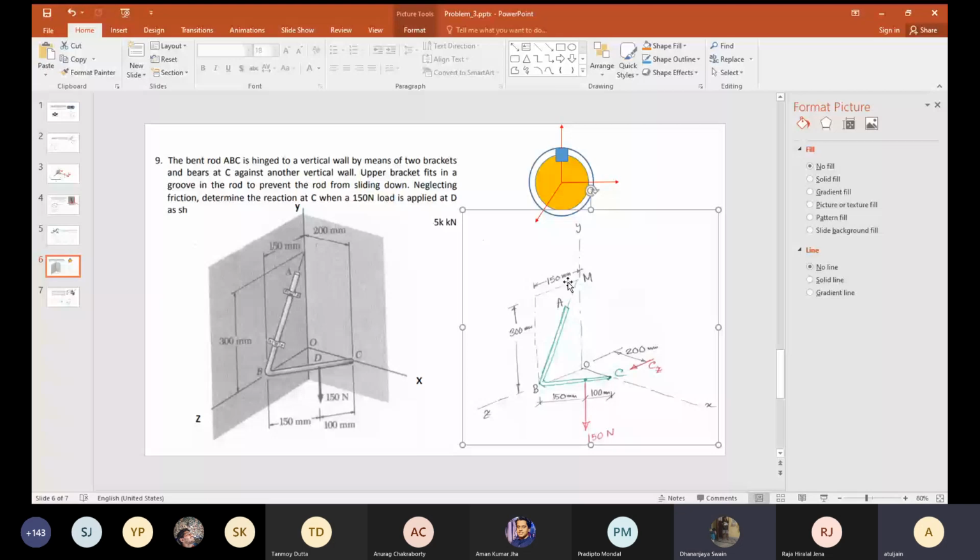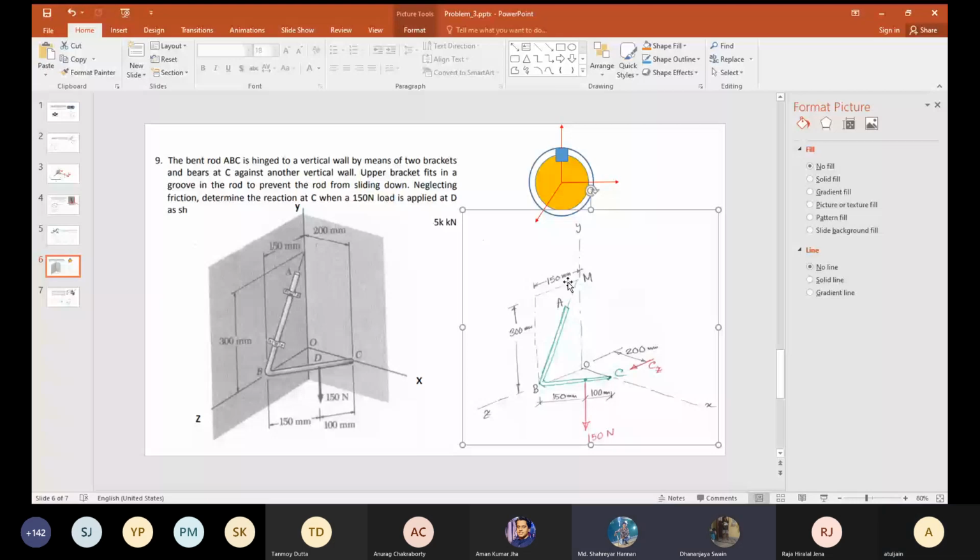Sir, why not? Sir, if in the question it is not given, I don't get it. It is not said about any groove. Then it is very small.